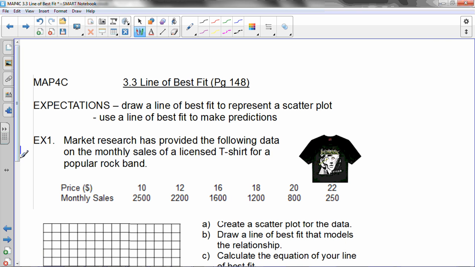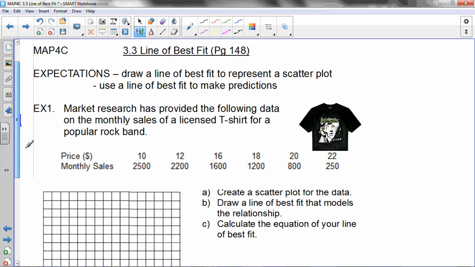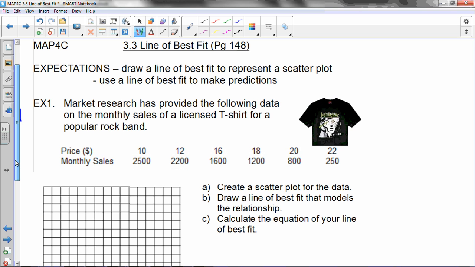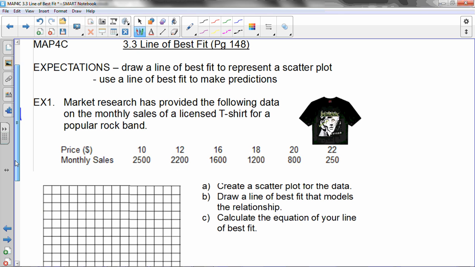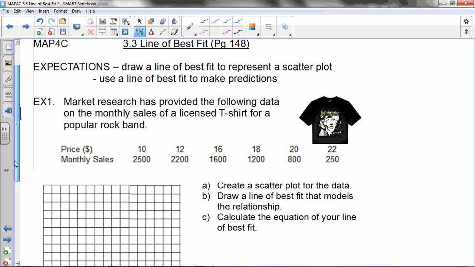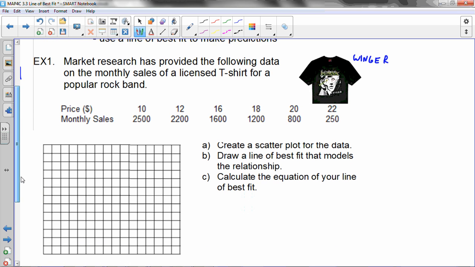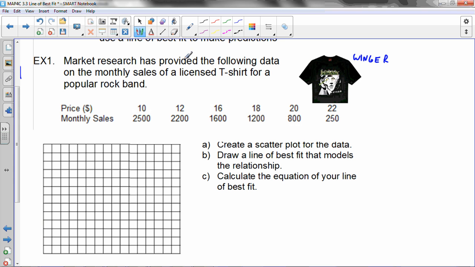So line of best fit, which is a little bit of a review from grade 9, but we're going to try and go through pretty fast, and it's going to be real numbers, and we're going to run into some grade 12 type problems. Market research has provided the following data of the monthly sales of a licensed T-shirt for a popular rock band. And this is a Winger T-shirt, by the way. Look up Winger from the 80s hair band. Good, clean fun right there. And then let's draw the scatter plot.